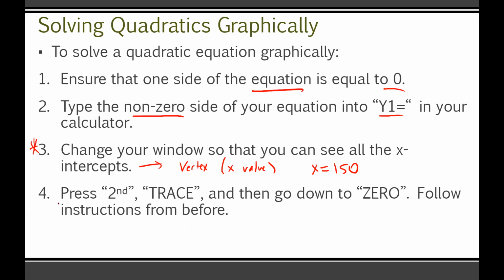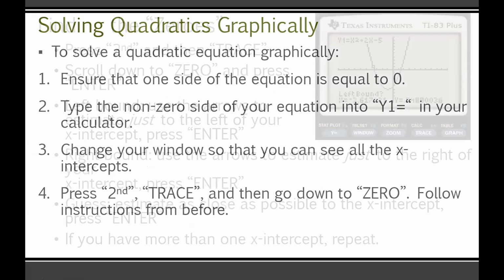Anyway, step 4, the actual finding of the x-intercept: press second, and then trace, and then go down to 0. And then just follow the instructions from before, the whole left bound, right bound thing. We've done this before. This is not super new, but really the one thing I want to clarify this time around is ensure that one side of the equation is equal to 0. And you'll also need to make sure that your window has both the x-intercepts, or even if it's just one x-intercept, visible in that window.